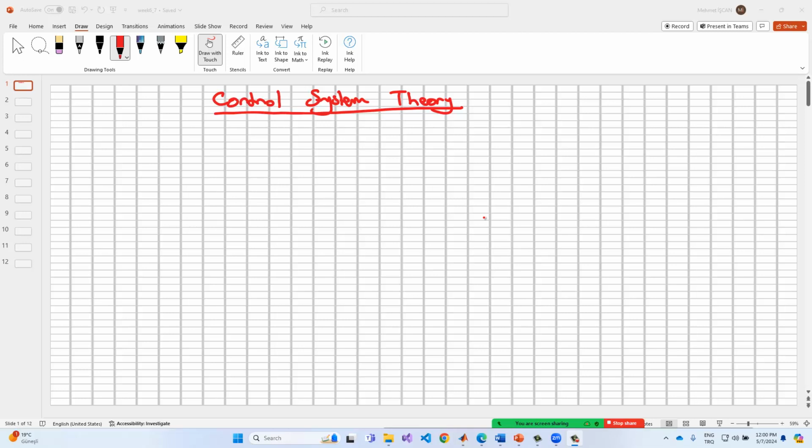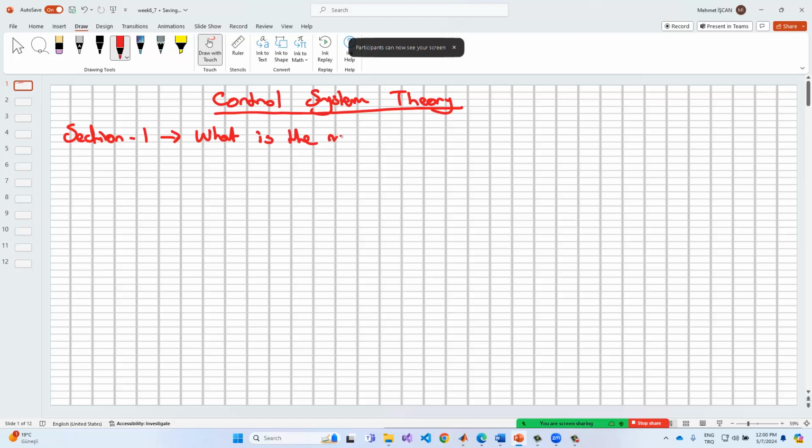Hi everyone. Today we are going to start a new topic about the root locus in control theory. Okay? And so in section 1 we search for the answer to this question: What is the root locus? This is the first case for our lesson, okay?